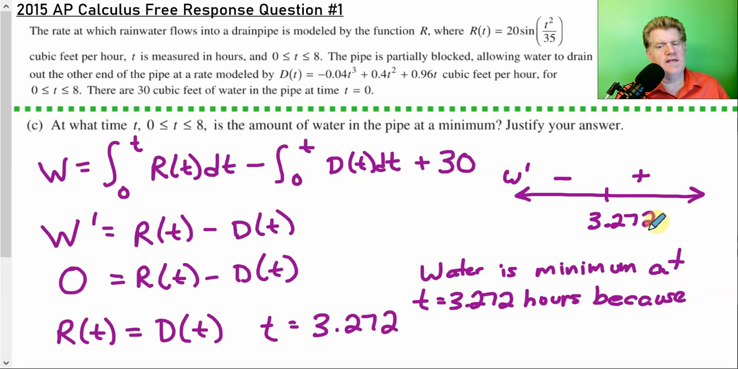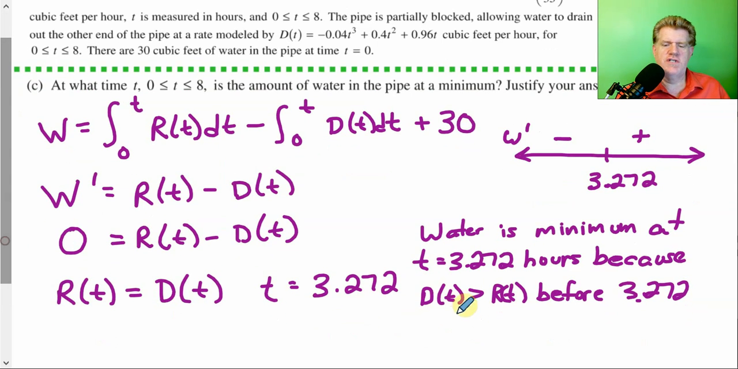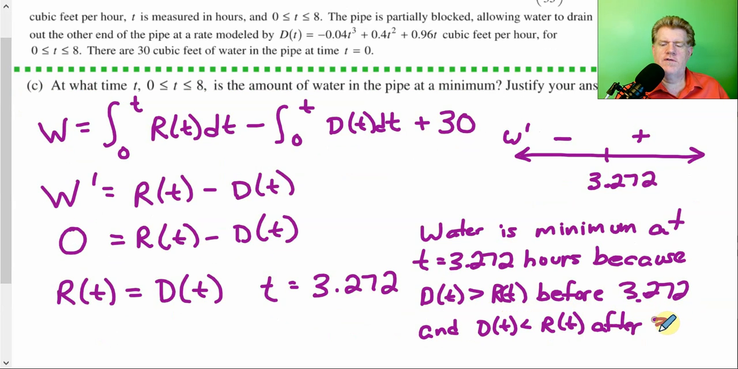Because, now again, you can't accept the chart as the answer, so you've got to be very clear. So you can say that the draining was faster than the entering before 3.272. It was down just a smidge. And it was less than the entering after 3.272. And that's one way to justify it.